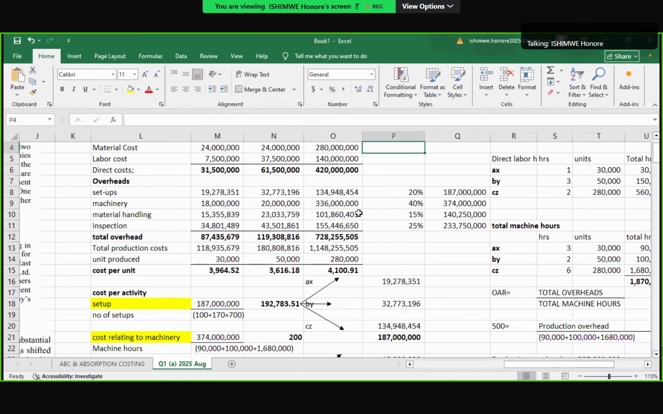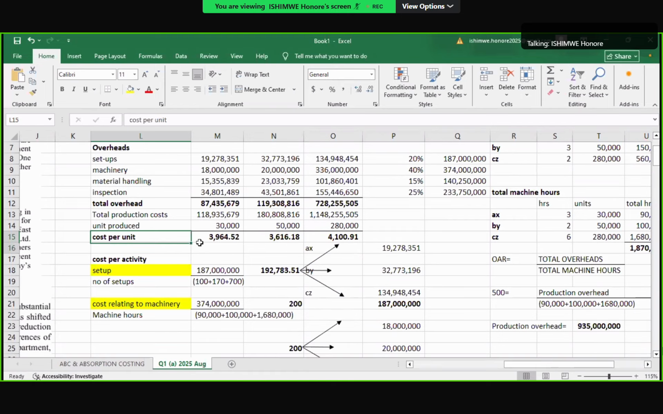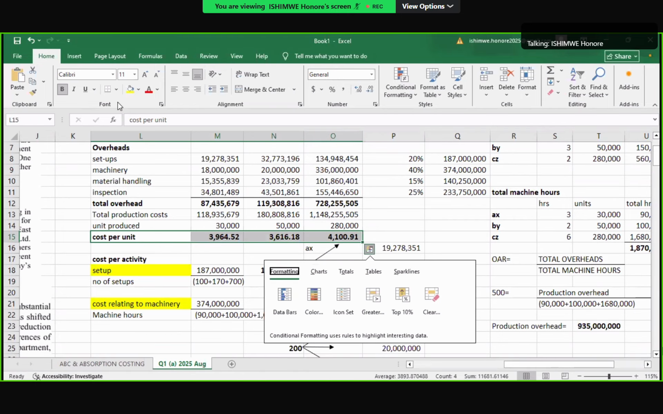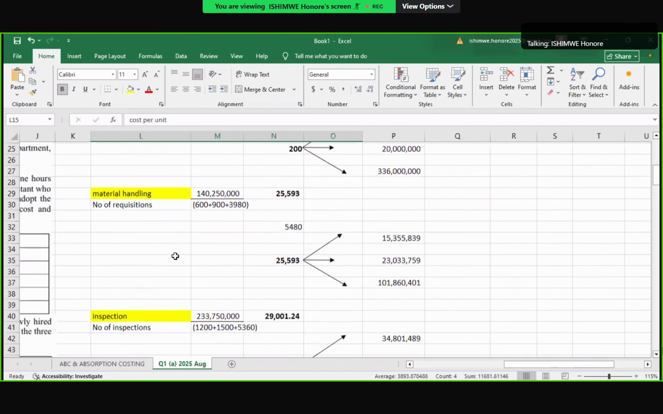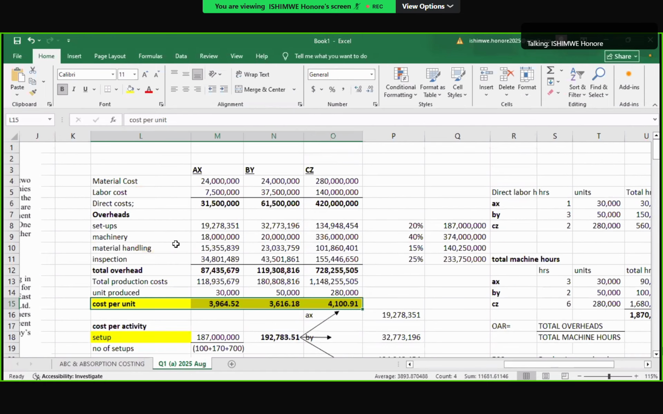Okay. This is what we were supposed to do. This is cost per unit we're looking for. So let's determine cost per unit using absorption costing. They told us, okay, this is ABC. Using ABC. Let me put everything here. Let me confirm there is no problem.